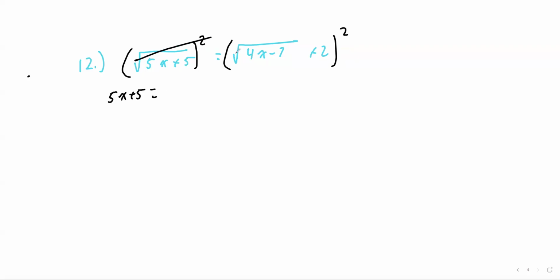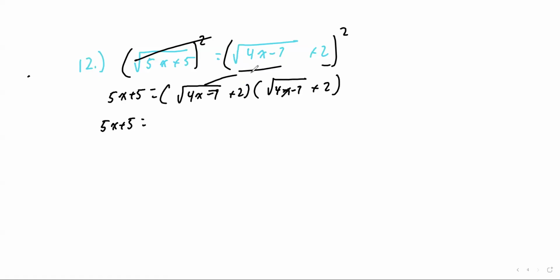What's not nice is that this is a binomial square. Technically, you have square root of 4x minus 7 and a positive 2. So this means this is the square root of 4x minus 7 plus 2 times the square root of 4x minus 7 plus 2. So you have two of those. You can't just distribute the square. So then with that said, I'm going to work it out.